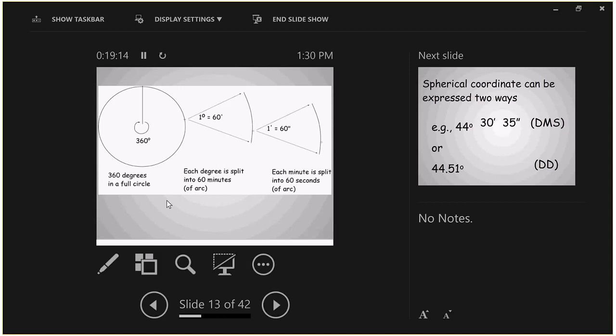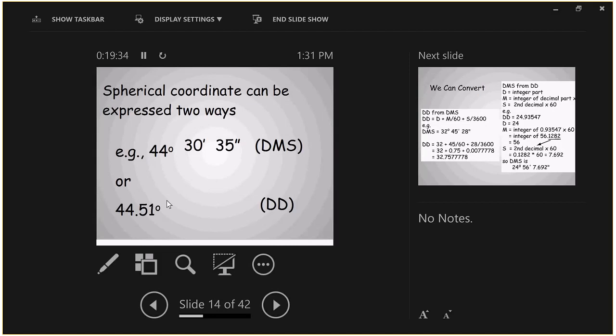So degrees of longitude go all the way around. We actually usually talk about them as going east and west from the prime meridian. And then a degree is split into 60 minutes, and each minute is then split into 60 seconds. So you might see latitude and longitude expressed in what we call degrees, minutes, and seconds: 44 degrees, 30 minutes, 35 seconds, to get a very precise location. Okay, degrees, minutes, and seconds. You may have already heard about that.